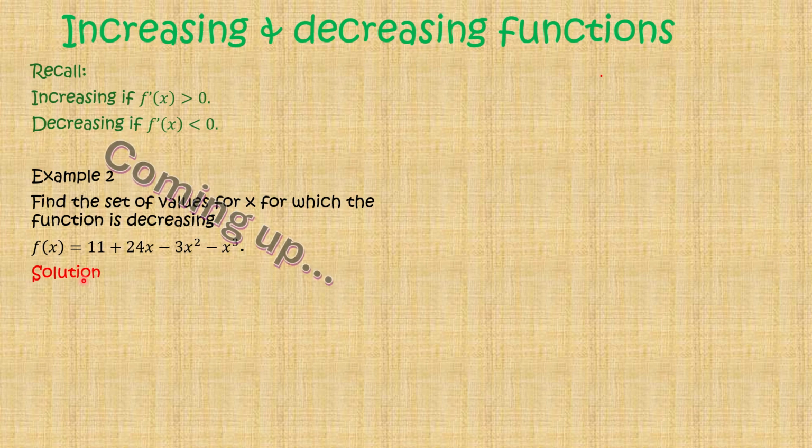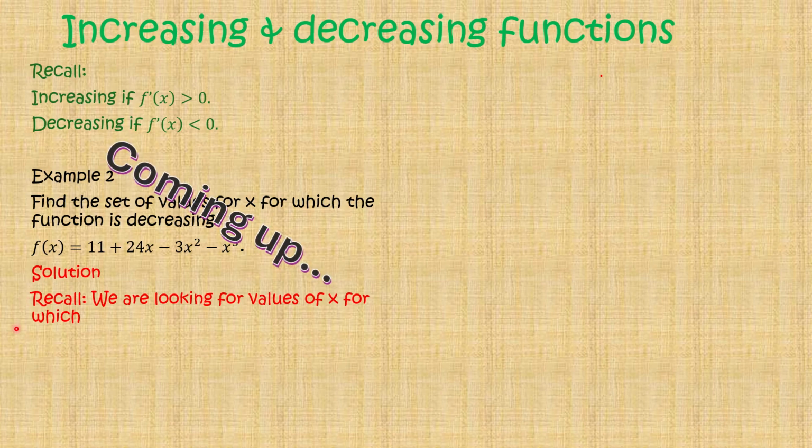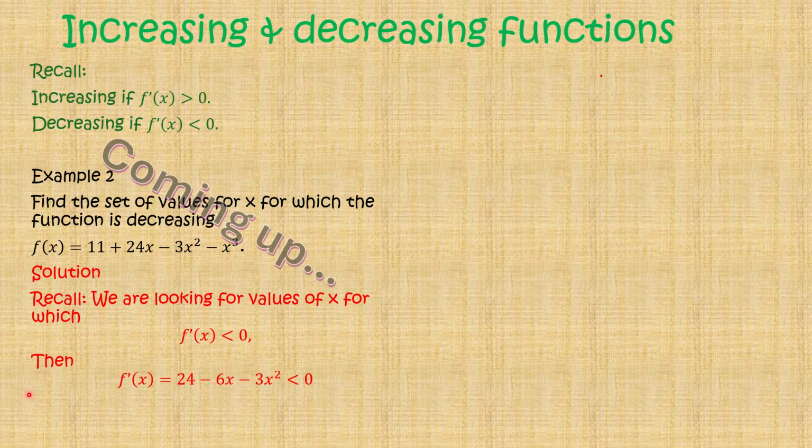Solving example 2, the solution. As you may recall, we are looking for values of x for which f prime of x is less than 0. Then f prime of x is given to be 24 minus 6x minus 3x squared being less than 0.